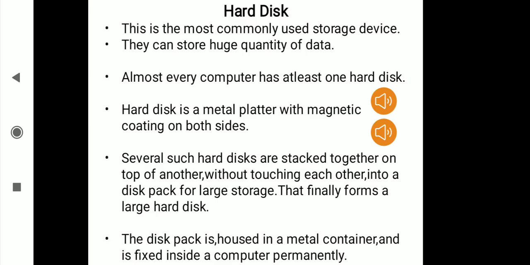Note that when several such hard disks are stacked on top of one another, they finally form a very large hard disk.